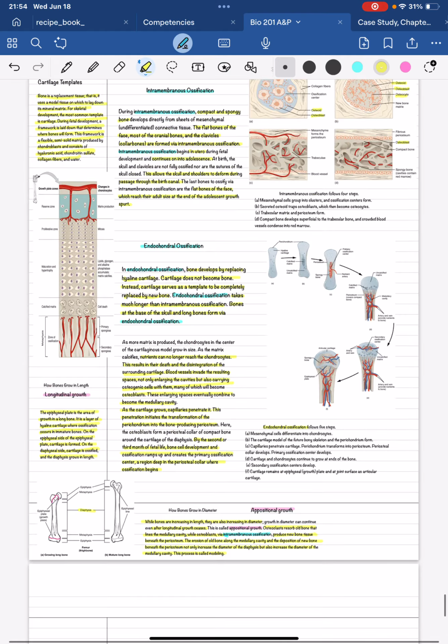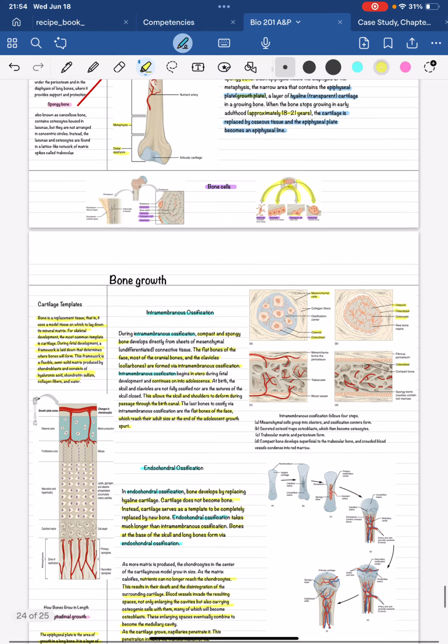And that covers my review of bone growth.